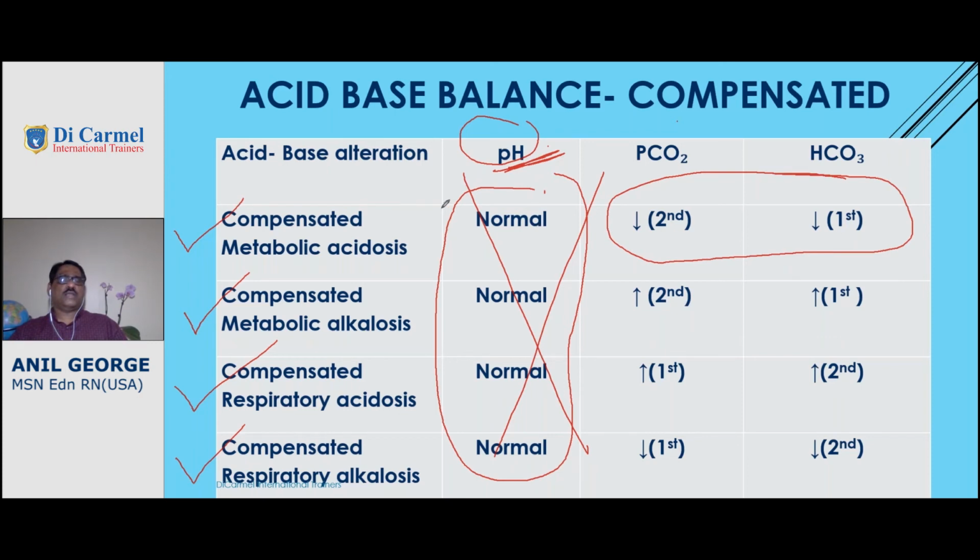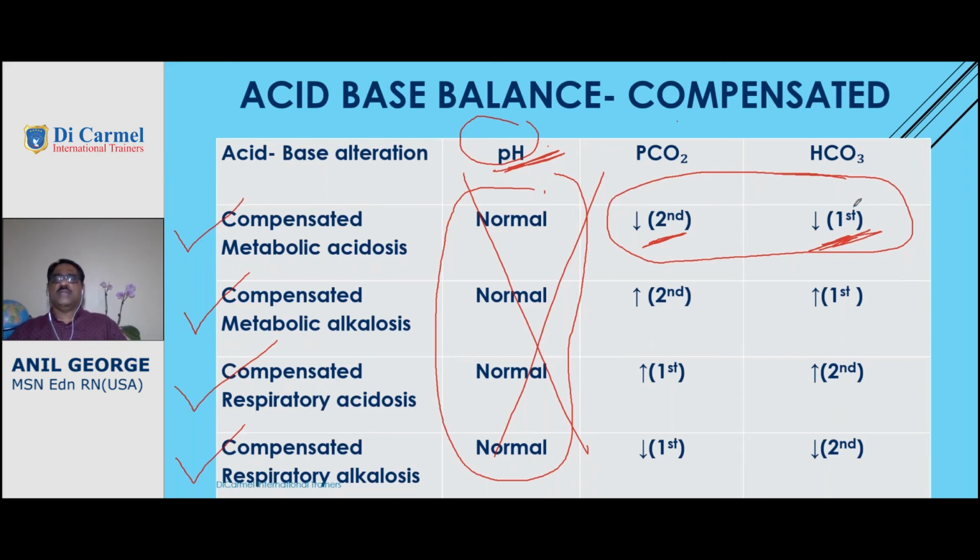So let's take the first one again here. Compensated metabolic acidosis. So what is happening? By the way, you can see I have made a note here, first and second. And what does that mean? When I say first, that's the primary change. That's the triggering problem. We are talking about a metabolic disturbance. Remember, when we say metabolic, bicarbonate cannot go through the lungs, right? It always goes to the kidneys. So the problem starts with the bicarbonate alteration, which is happening in the kidneys.